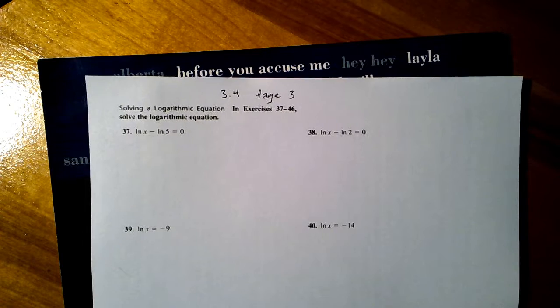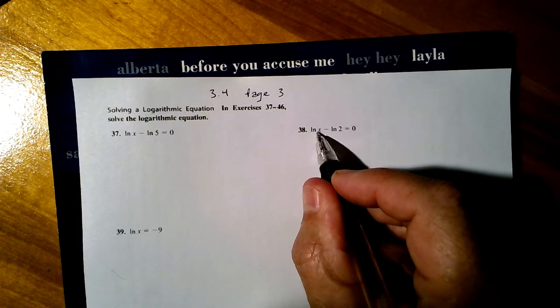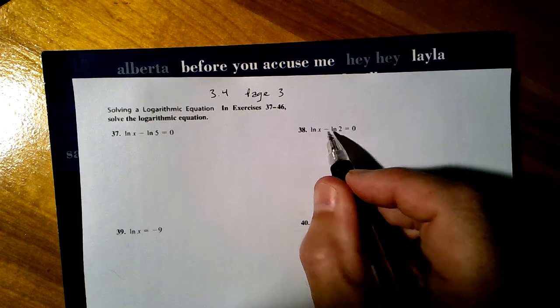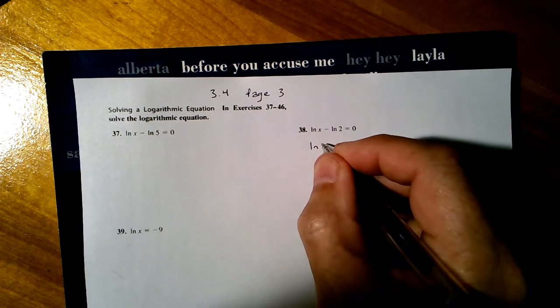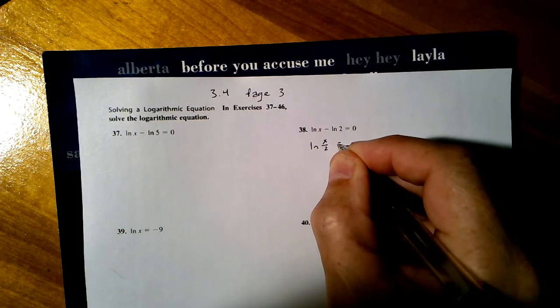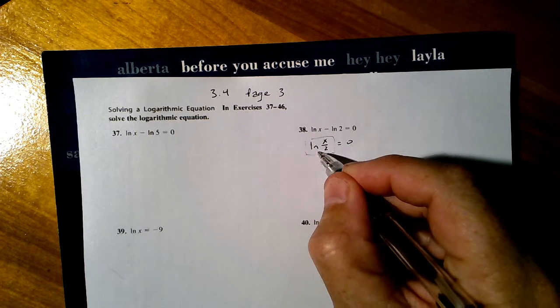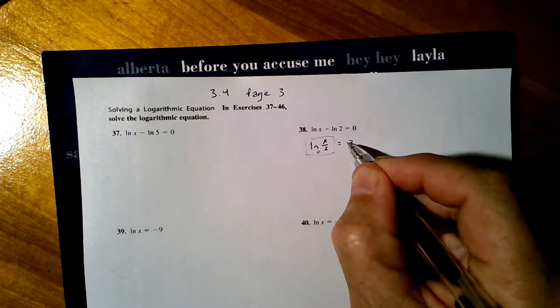Let's get at it. We're to solve the logarithmic equation, and we have, in my opinion, two viable options. One thing we could do, I'm going to show you the not as good one first, is we could say, well, we've got a rule for subtraction of logarithms where we can make that ln of x on 2 equals 0. Now, this is the exponent that turns e into x on 2, but this is 0.